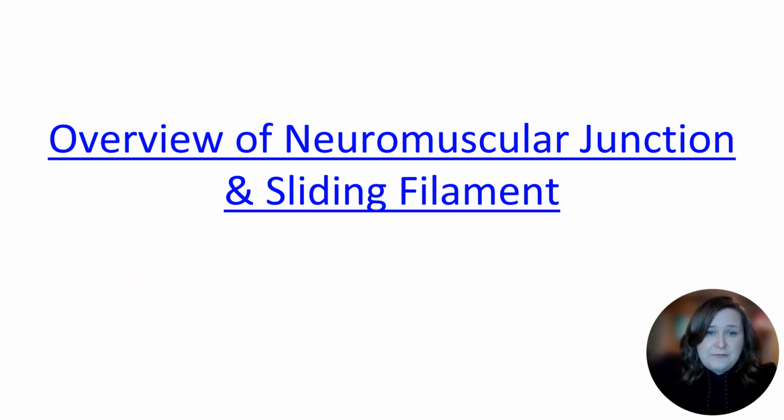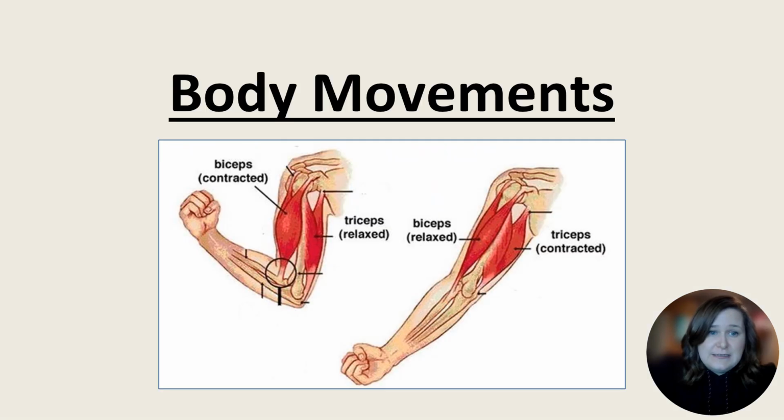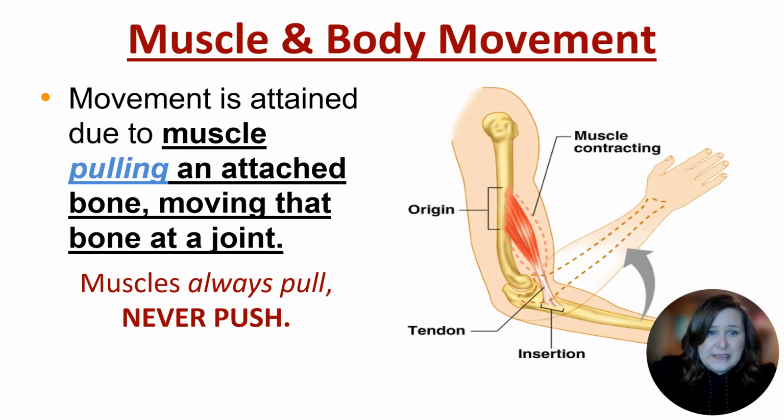Here is another review video of the neuromuscular junction and sliding filament for you guys. I will post a few of these because again, it is a complicated concept. And let's talk a little bit about body movements. Body movement is going to be attained due to the muscle pulling on an attached bone by moving that bone at the joint. Muscles are always going to pull, they're never going to push.